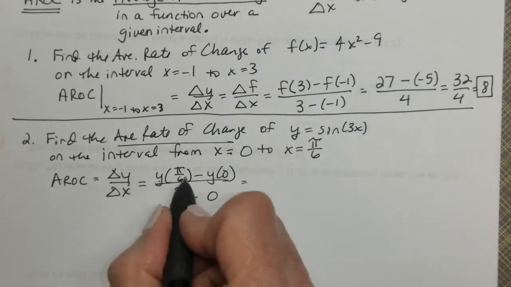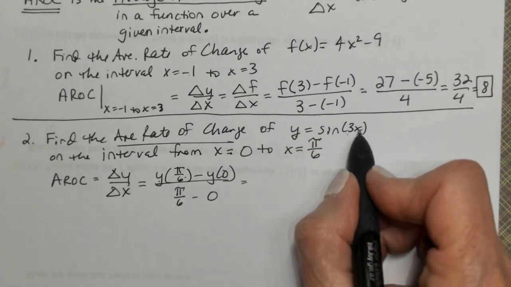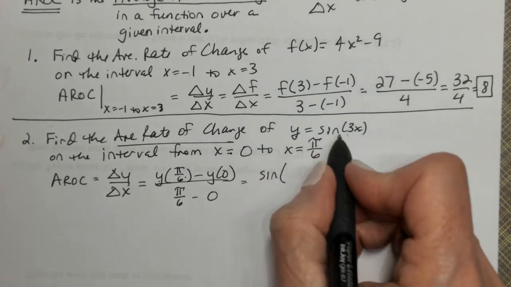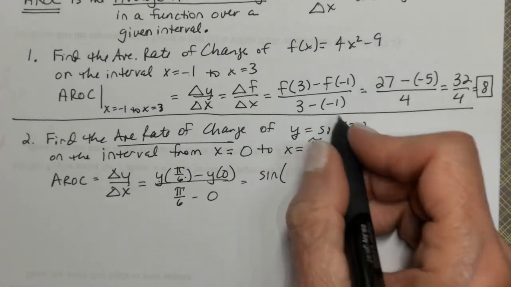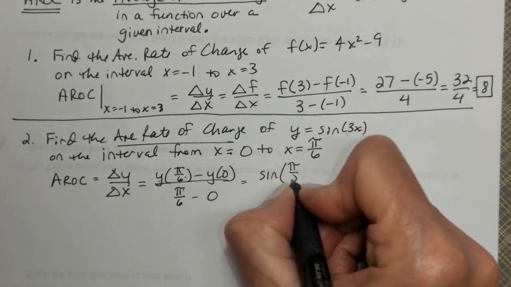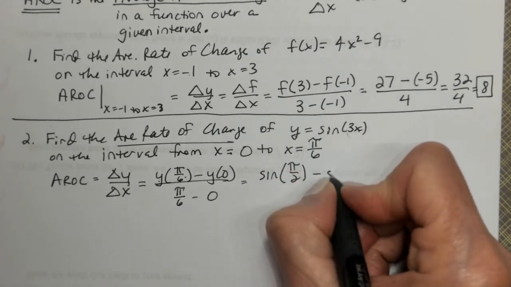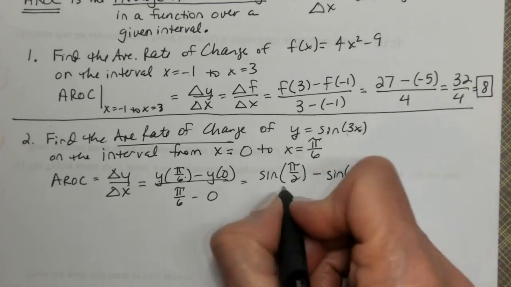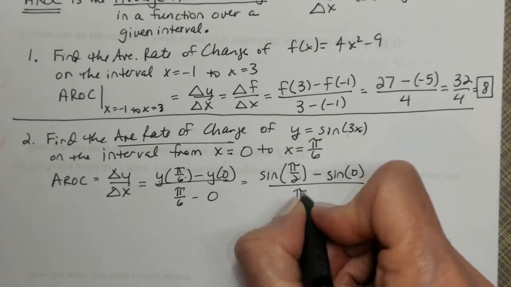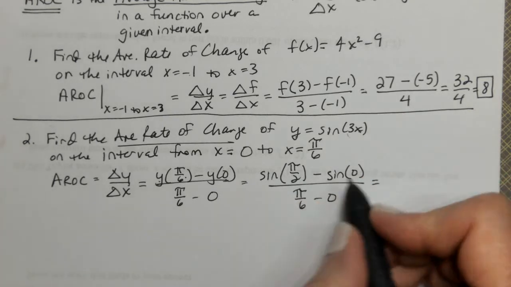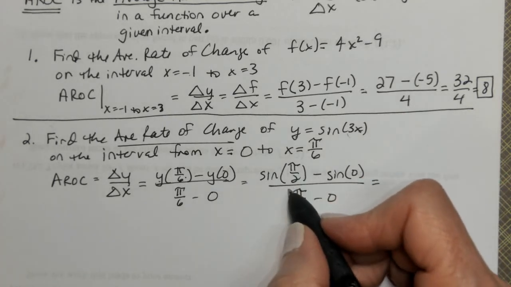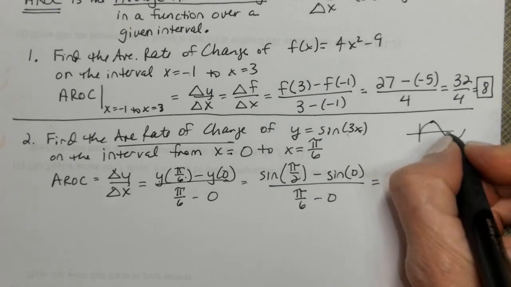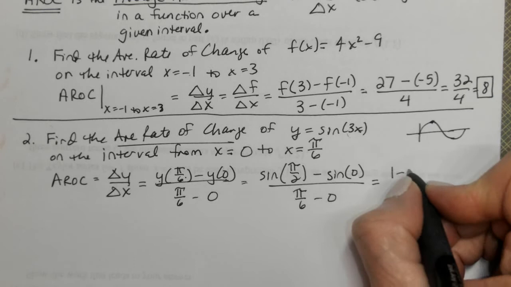Okay, y at pi over 6, if I put a pi over 6 in for x, I'm going to have sine of 3 times pi over 6. 3 times pi over 6 is pi over 2. If I put a 0 in for x, 3 times 0 is 0. So I have this. And now, what is sine of pi over 2? Sine of pi over 2, I think of the graph of sine. Sine of pi over 2 is 1.